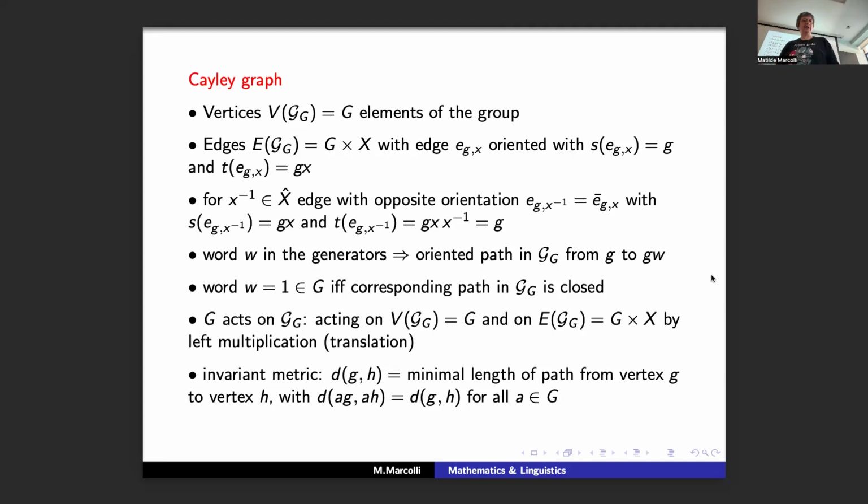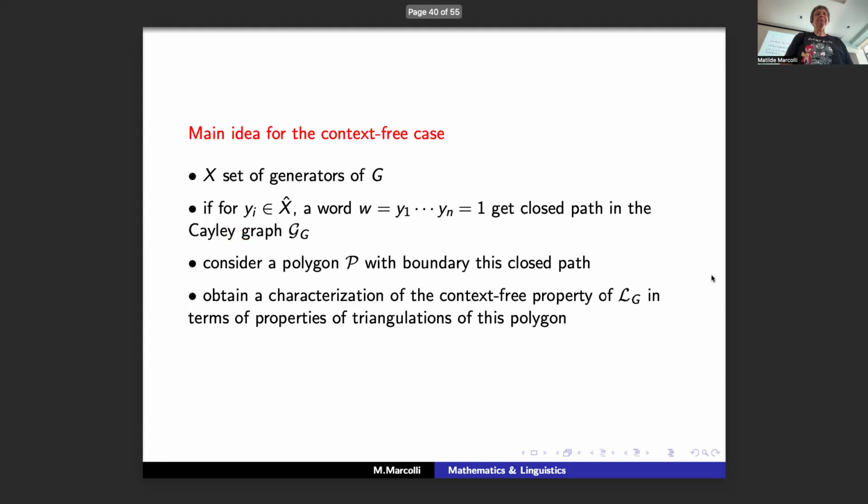And the group acts on the graph, by moving around the points, and there's a nice invariant metric that just counts how long the path is that connects two ends.